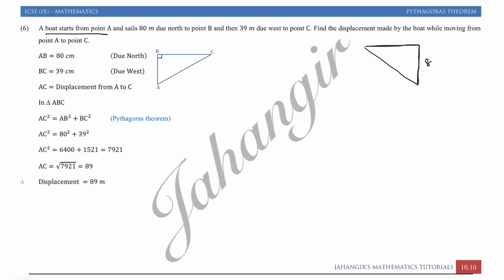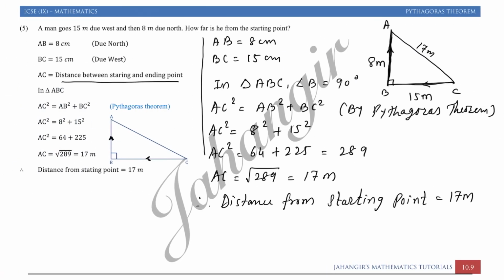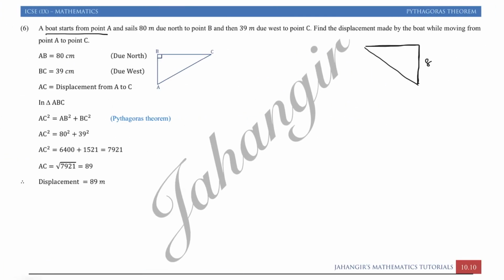So this is 80 meter, and then 39 meter due west to the point C. The boat starts sailing from A, it goes to the point B and then point C. Find the displacement made by the boat while moving from A to C. Same thing, we have to use Pythagoras theorem. We can write AB is equal to 80 meter, BC is equal to 39 meter, AC is the displacement from A to C.